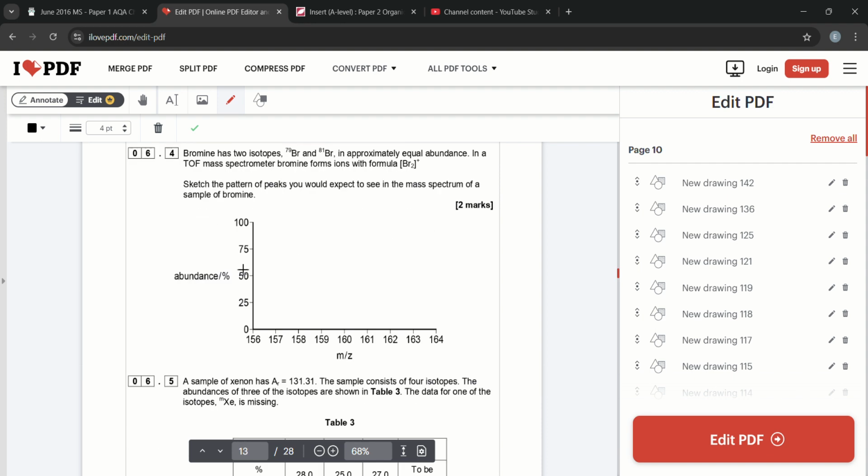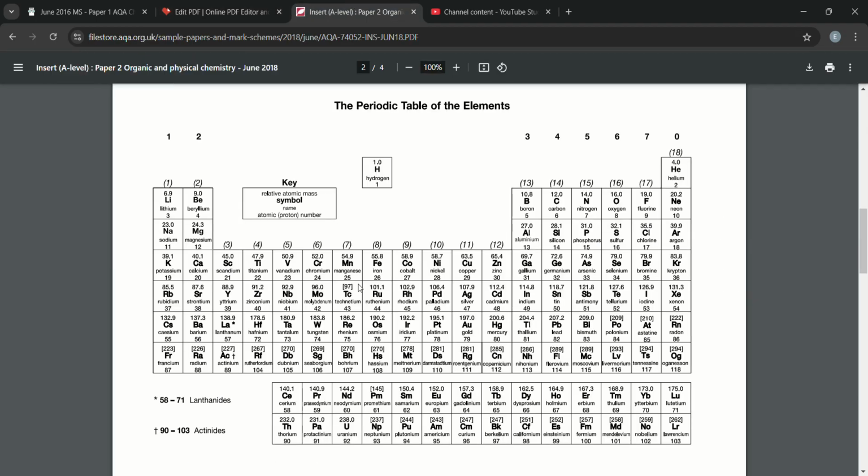And then 6.4. Bromine has two isotopes, 79Br and 81Br, in approximately equal abundance. In the time of flight mass spectrometer, bromine forms ions with formula Br2+ in square brackets. Sketch the pattern of peaks you would expect to see in the mass spectrum of a sample of bromine. Well, we know that we have 79 and 81 Br.